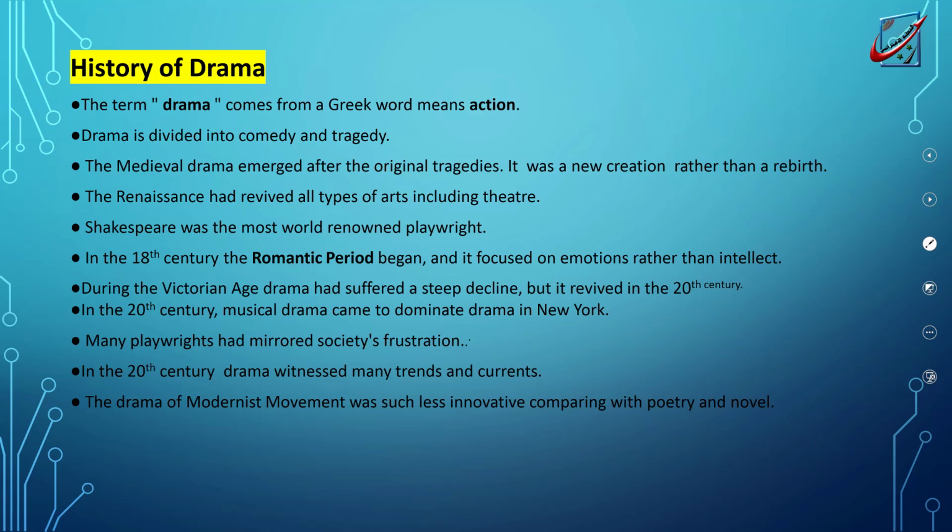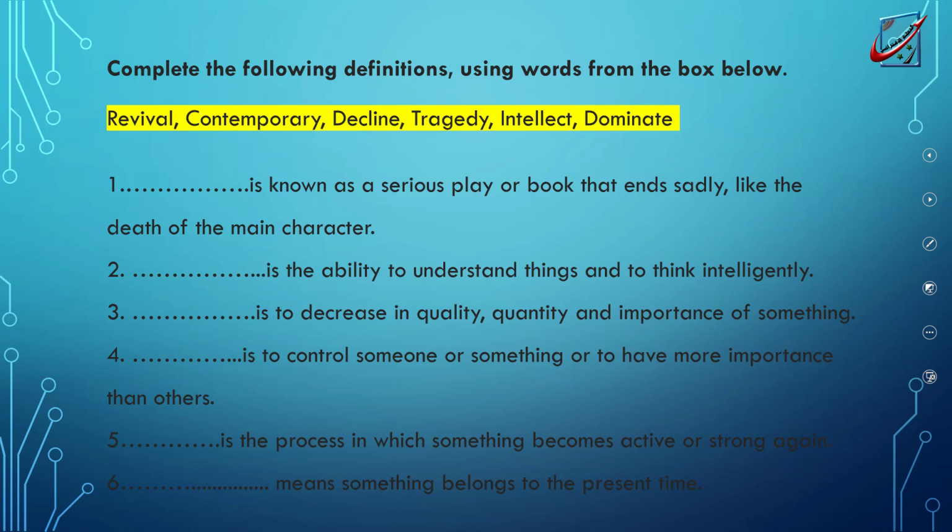After figuring out what the text is about and the main ideas, for sure the learner sees that we have new words and new vocabs. This text contains new vocabs. And now, as you see, we have an exercise to use some words connected with drama. Complete the following definitions using words from the box below. Let's test what we have already learned from our text. Revival, contemporary, decline, tragedy, intellect, dominate.